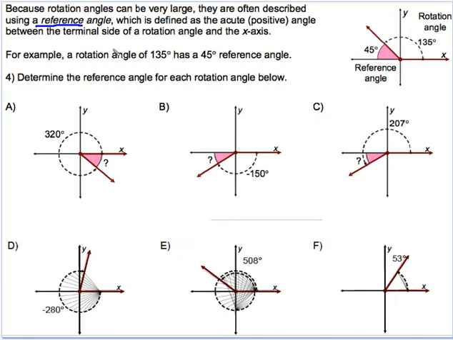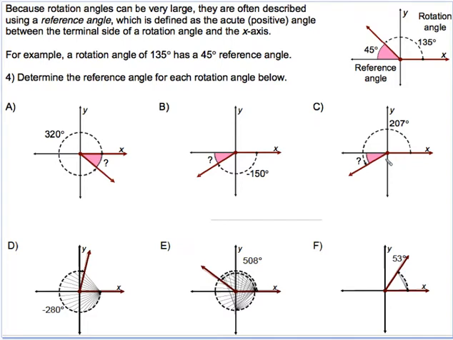So you want to find your reference angle, which is defined as the acute angle. What does acute mean? Acute means that it's less than 90 degrees. So it'll be less than 90 degrees. It is always positive, and it is the angle between the terminal side of a rotation angle and the x-axis.